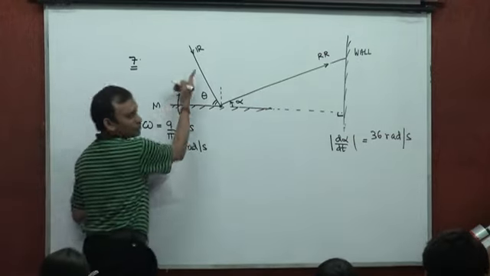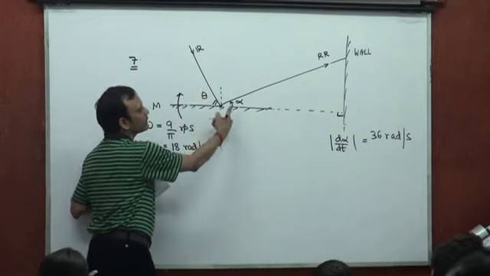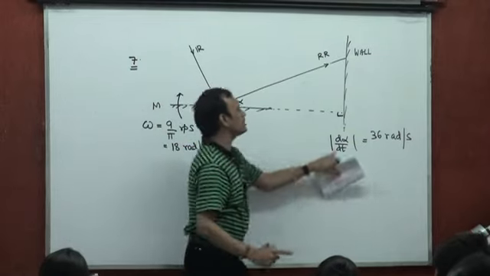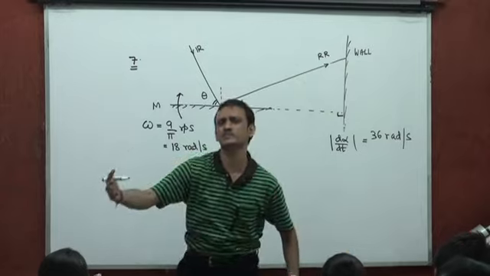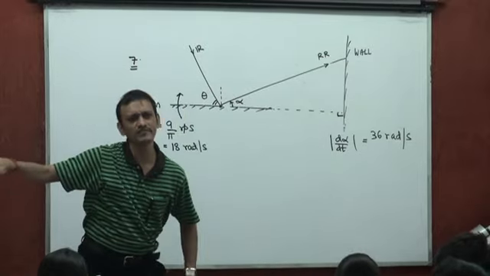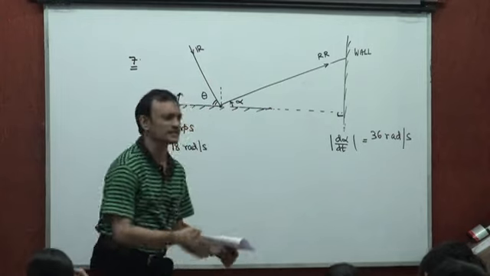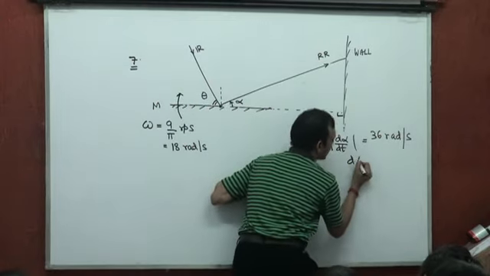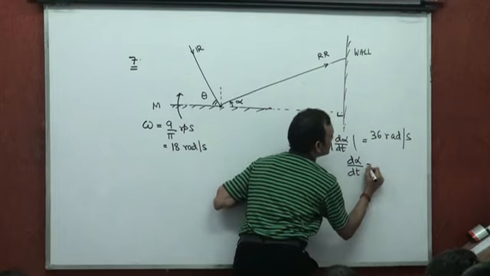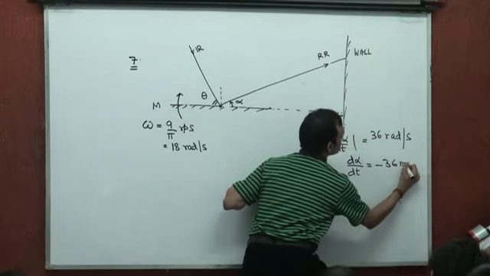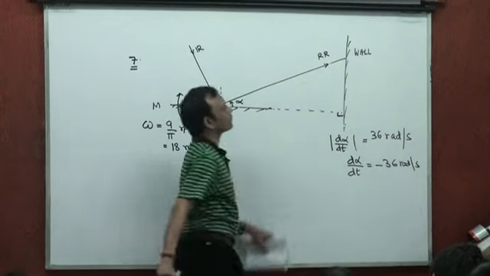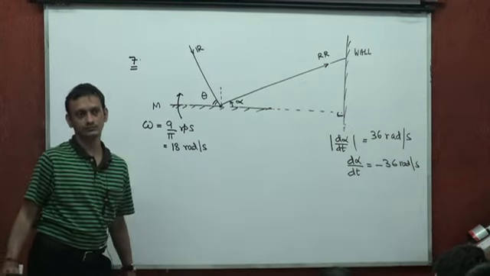And if the mirror is rotated this way for this configuration, then alpha is decreasing with time. So d alpha dt would be negative. To be very strict, along with the sign, d alpha dt is minus 36 radians per second. Right.